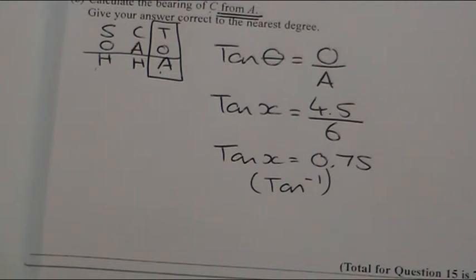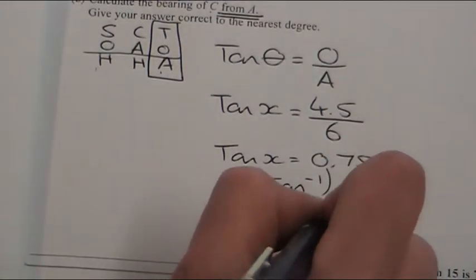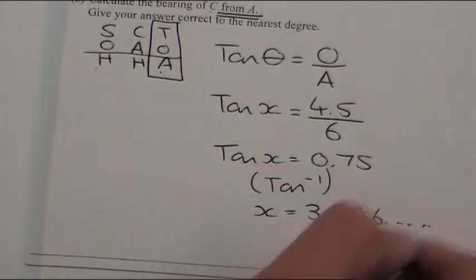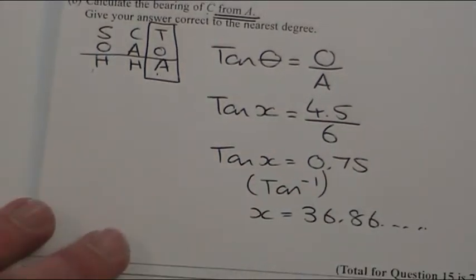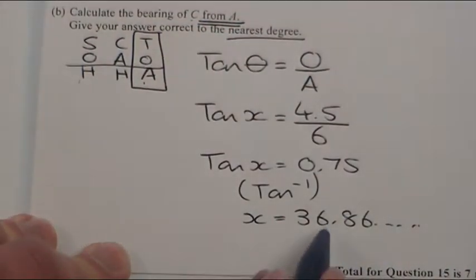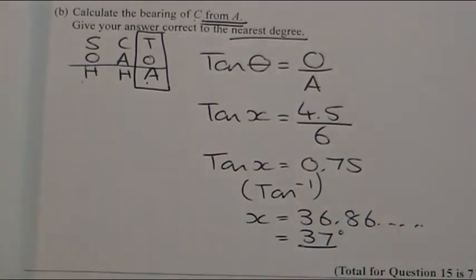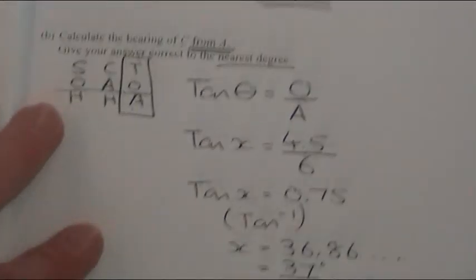So let me just do that. And it gives us 36.86 and so on. Now we're only interested in the nearest degree. So that is clearly 37 degrees. But that is not the bearing, we still haven't finished. Let's go back up to the top.